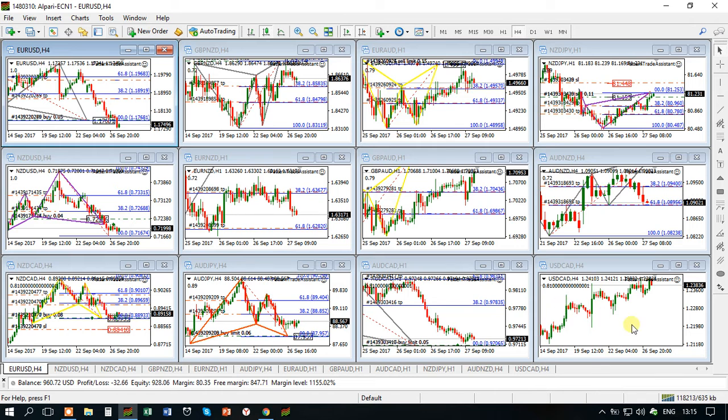I don't have any trading setup there. It just looks better when we have those charts more square-looking than rectangular.